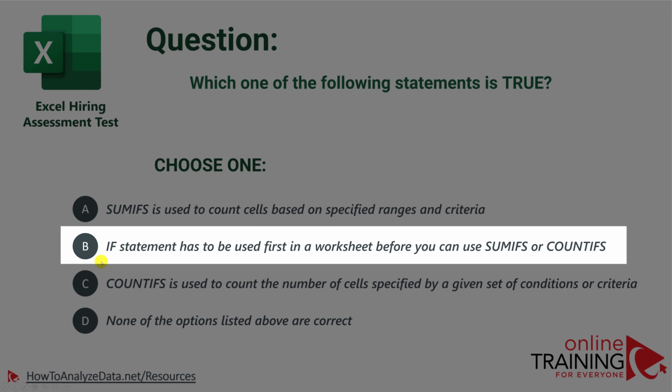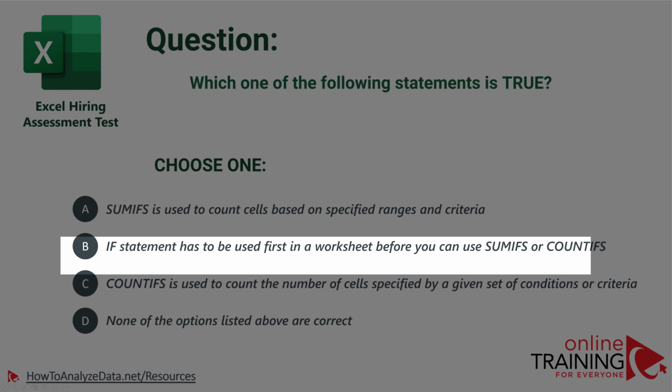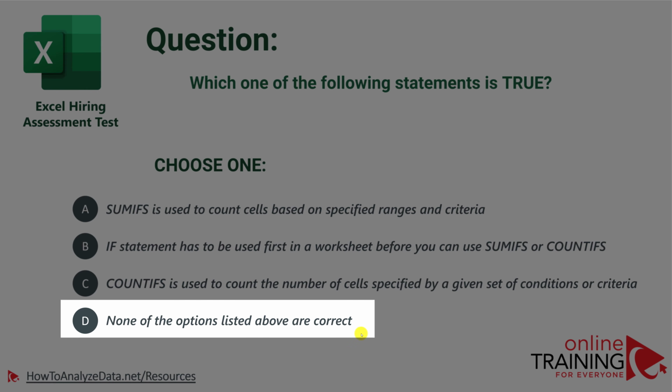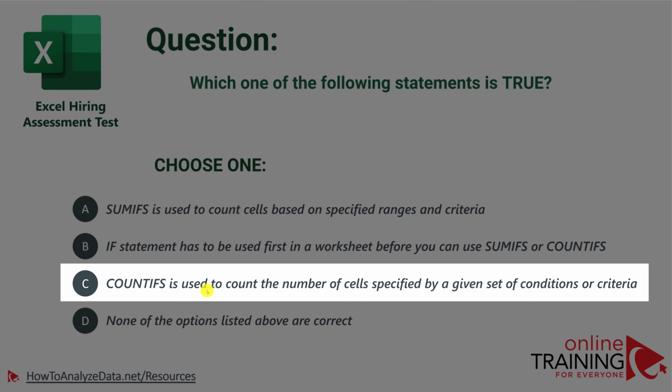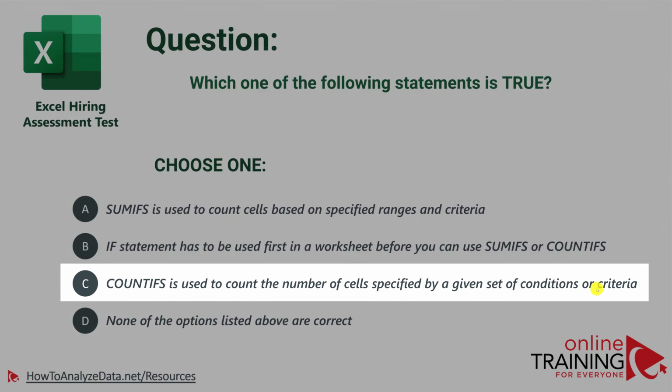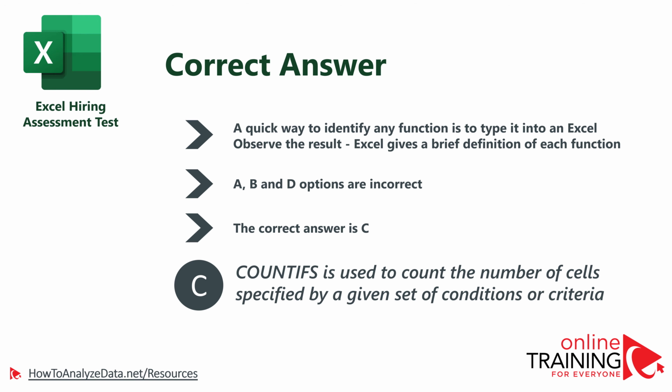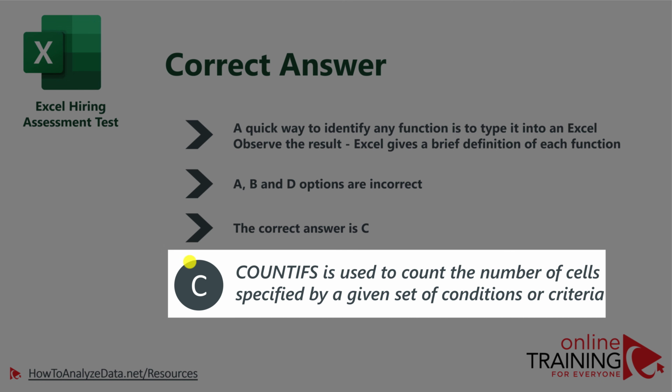Choice B is also incorrect, because there is no such limitation that an IF statement has to be used first in the worksheet before you can use SUMIFS or COUNTIFS functions, which automatically makes choice D incorrect as well. So the only true statement here is choice C. COUNTIFS is used to count the number of cells specified by a given set of conditions or criteria. This was a tricky question, but you see a lot of these types of questions on the test. Hopefully you've got this one right.